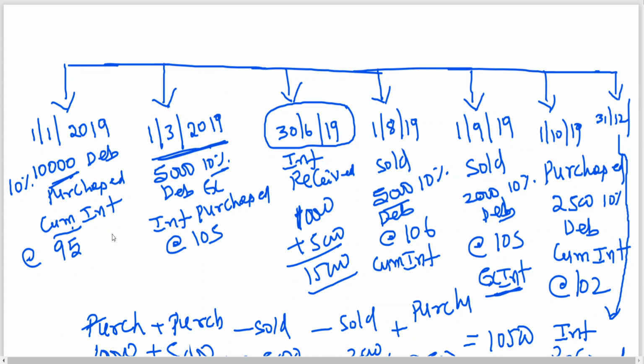Ex interest, interest is not included, so that can be directly taken to the cost column, but interest is still to be calculated. This is a very important point. I'm repeating, is it cum interest or ex interest? Interest is to be calculated. If it is cum interest, it is to be deducted from the quotation price, purchase price, to get the cost value. If it is ex interest, no need to deduct, but still interest is to be calculated. That means either cum interest or ex interest, interest is to be calculated.